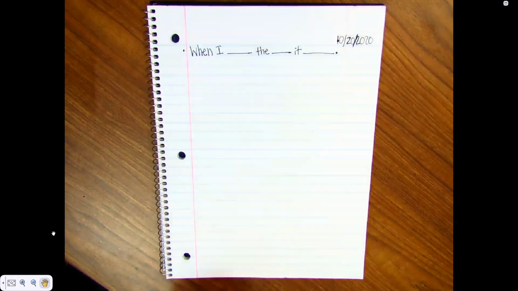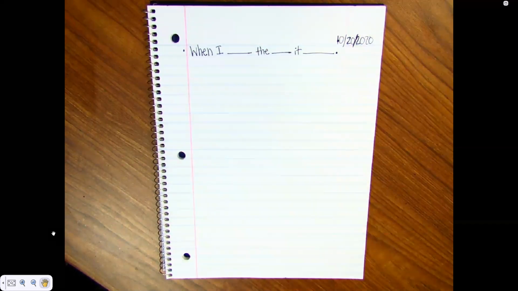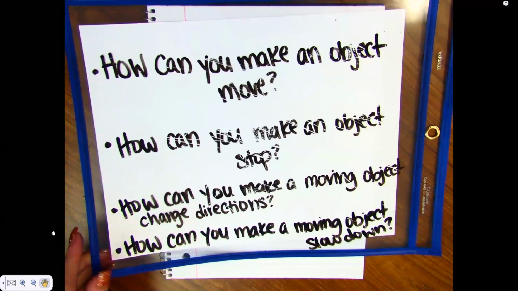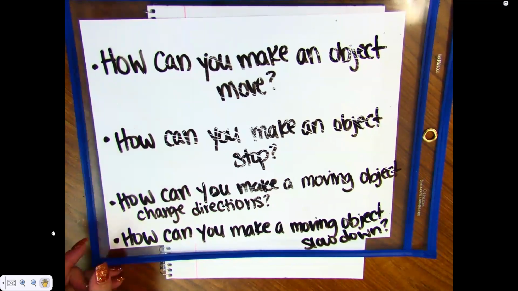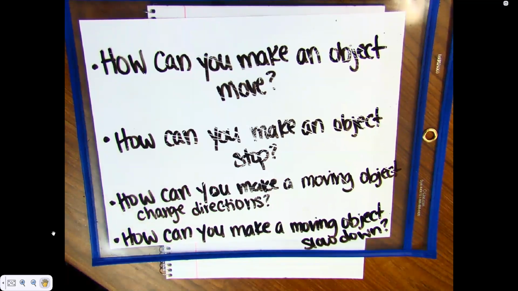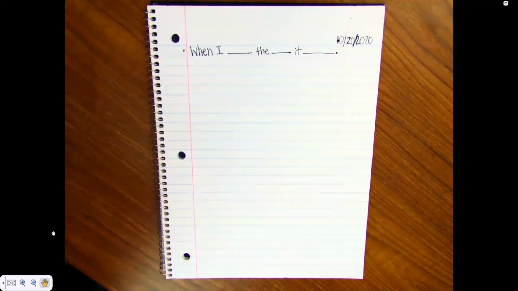Okay. So we need to do this, right, 4 different times because we want to answer our 4 different questions. How can we make an object move? Well, we know we can make an object move by pushing, right, or pulling. We can make an object stop by grabbing it, right, by applying force. We can also make an object change directions and we can make it slow down. So we want to answer some of these questions, okay?